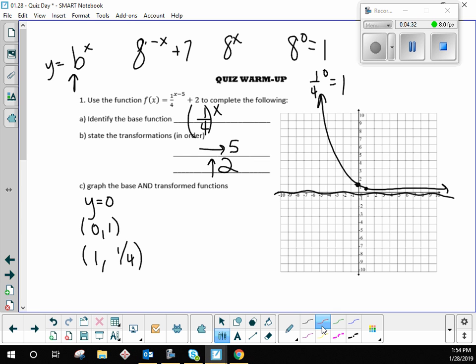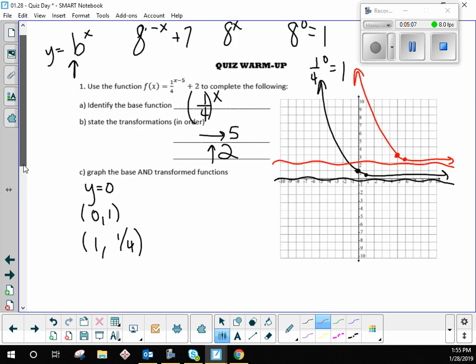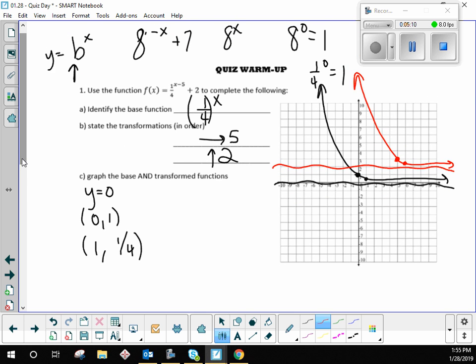And then we do the 2 transformations. It's going to go right 5 and up 2. I also want to see your transformed asymptote. So I want to see these 3 things on both your base function and your transformed function: the asymptote and those 2 special points. Do I want the asymptote on your graphs? Yes. Will I circle it if you don't put the transformed asymptote on your graph? Any questions about these kinds of problems before I slide up? Okay.